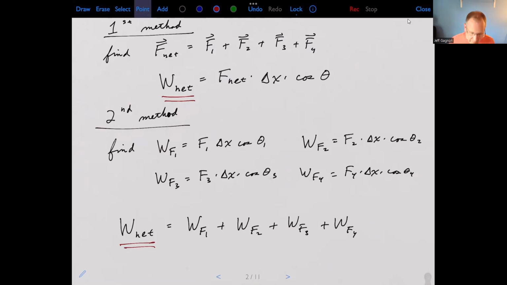Okay, and actually, remember, whenever you have a force that's perpendicular to the displacement, a lot of these will just be zero as well, right? So many of these works could just be zero.